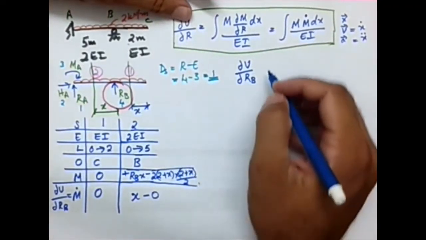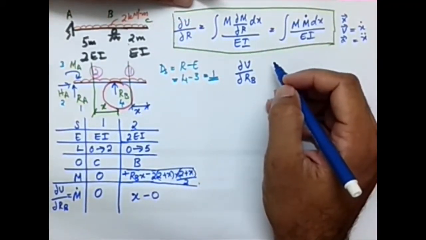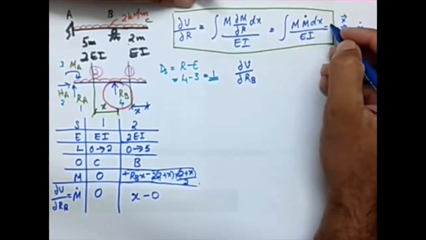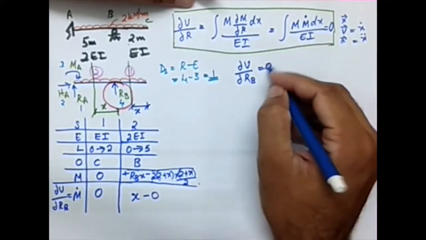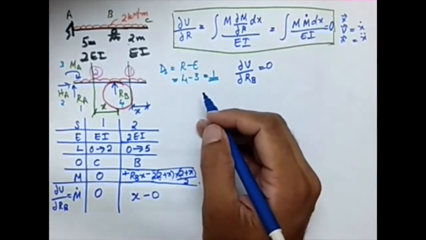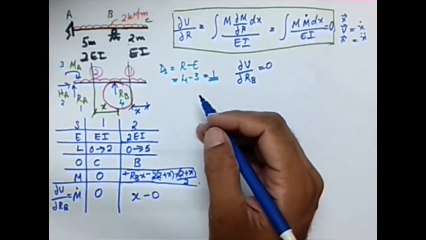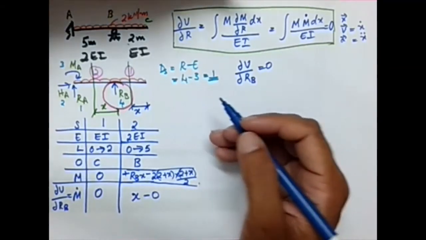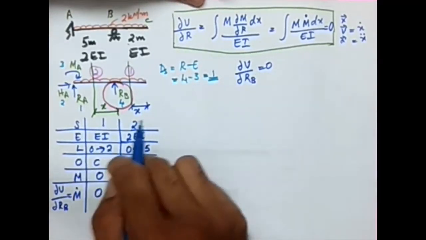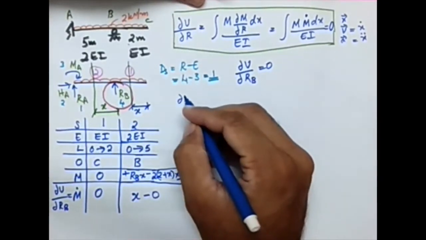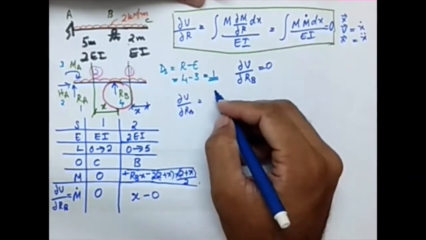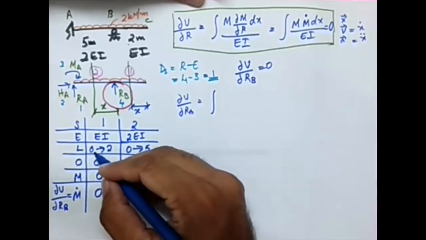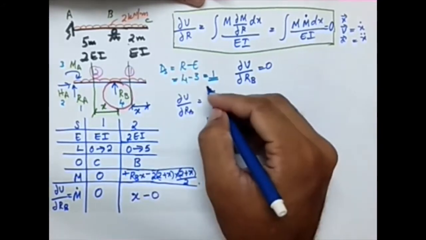So as per the theory of least work, this can be equated to 0. So I'm equating this to 0. So what will be the expression that I will be getting here? So substitute the different values that we have. Here there are two segments. So ∂U/∂RB is equal to, first I need to consider segment 1. What is the limit of segment 1? The limit is 0 to 2.